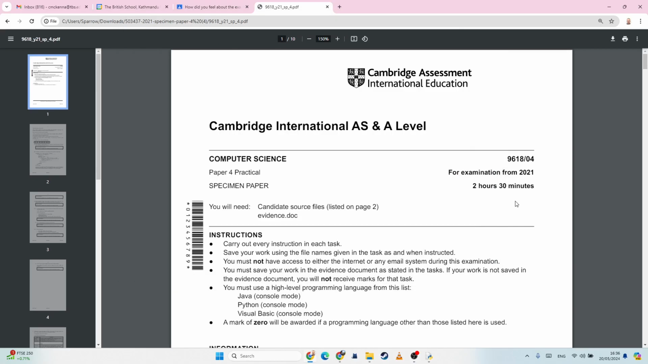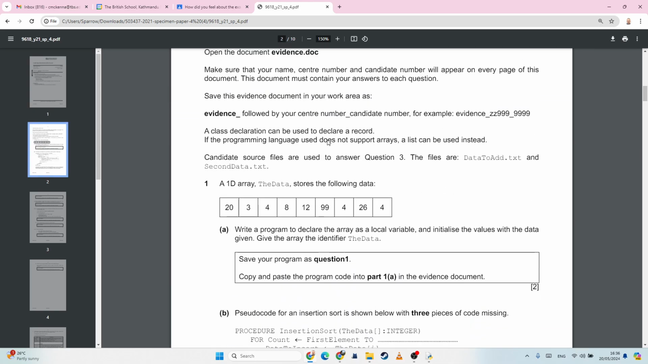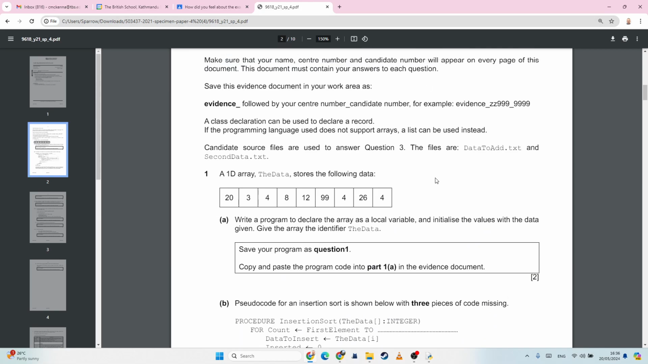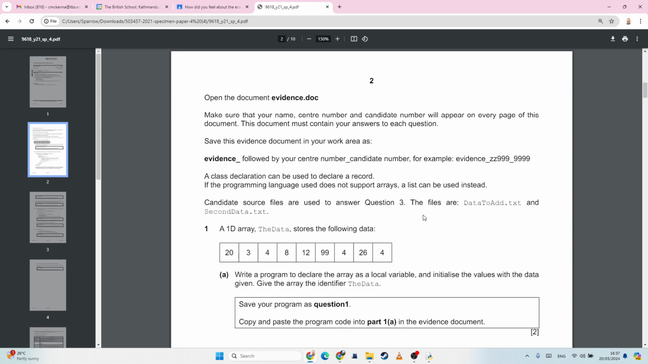Hey guys, so I thought we'd have a look at practical paper 4, and this is for the A-level, and this is going to be one of the specimen papers from 2021. Okay, so all I want to do is work through this and see what we can come up with. It's probably not going to be a perfect answer, but hopefully it will be enough of an answer for you to get an idea of what's going on.